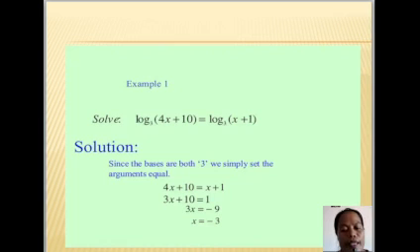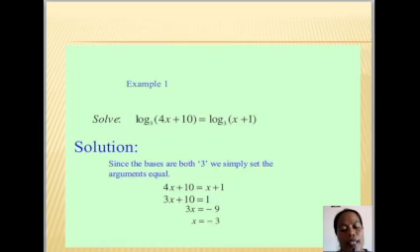Okay, example 1. Solve: logarithm of 4x plus 10 to the base 3 is equal to logarithm of x plus 1 to the base 3. Since the bases are both 3, we simply set the arguments equal. So we have 4x plus 10 is equal to x plus 1.